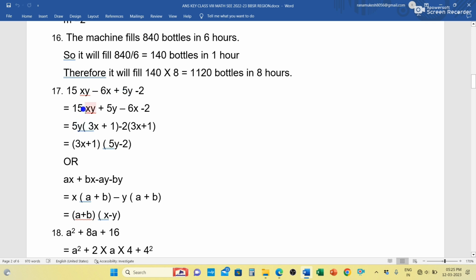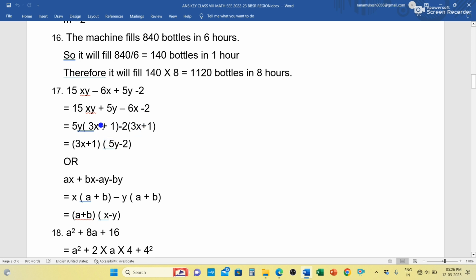Okay. Then you will take 5y as common here. Between 15xy and 5y, the common will be 5y. If you take 5y common, then you will get 5y into 3x equals 15xy, then 5y into 1 equals 5y. So 5y into 3x plus 1. Then from minus 6x minus 2, you will take minus 2 as common. So minus 2 into 3x plus 1. Minus 2 into 3x equals minus 6x. Minus 2 into plus 1 equals minus 2.